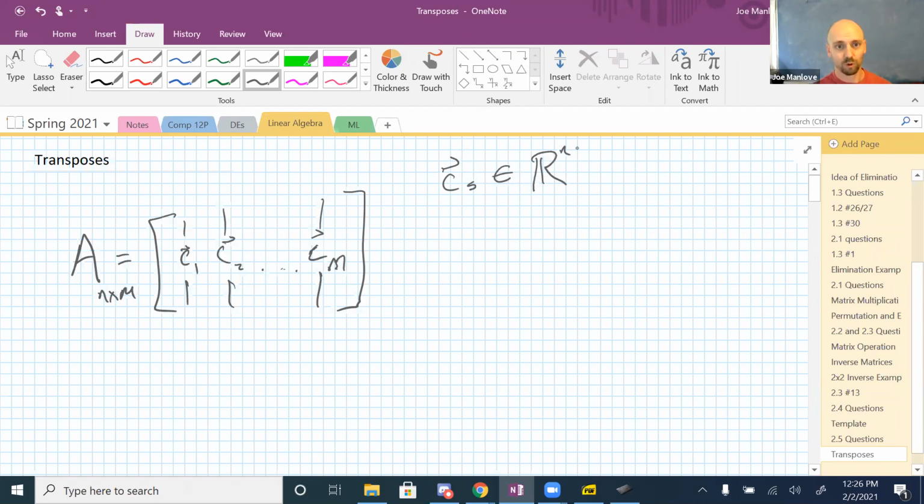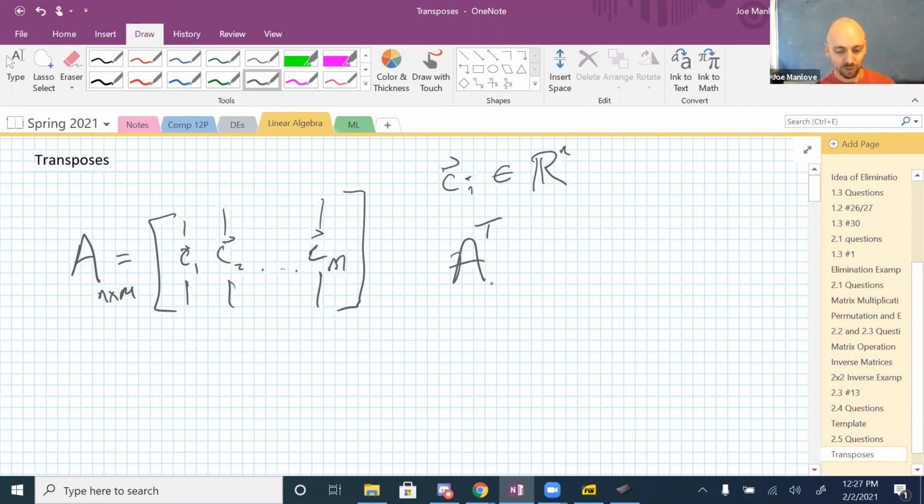Is everyone on board with that? And really, I guess if I was doing good notation, I'd put an i here. Right, so all the columns are in R^n. Now, if I transpose this matrix, what I'm going to do is I'm going to make the columns rows and the rows columns.